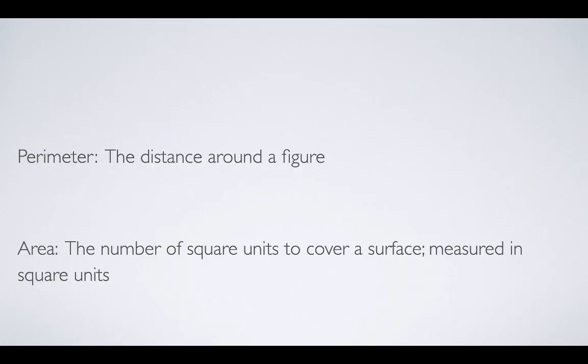The perimeter is the distance around a figure, and the area is the number of square units that cover a surface, measured in square units. So the perimeter is going around, the area is on the object.